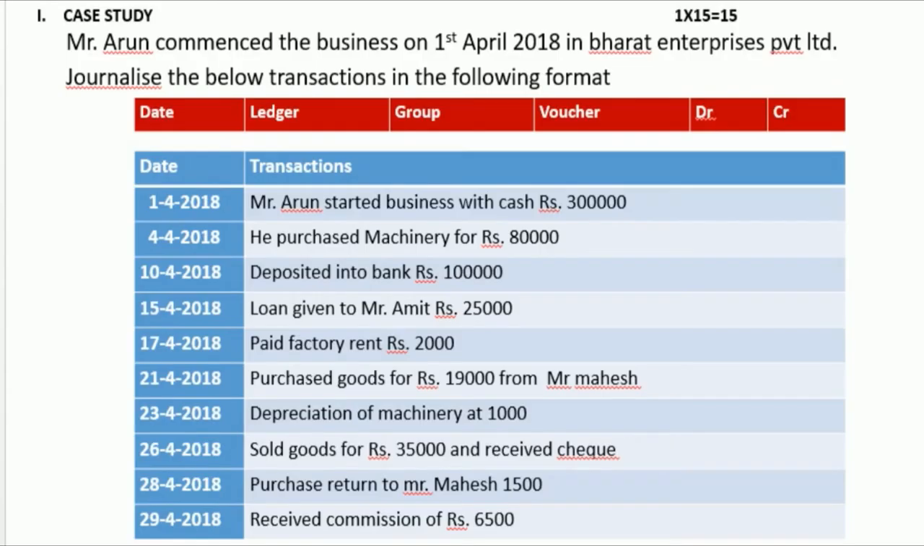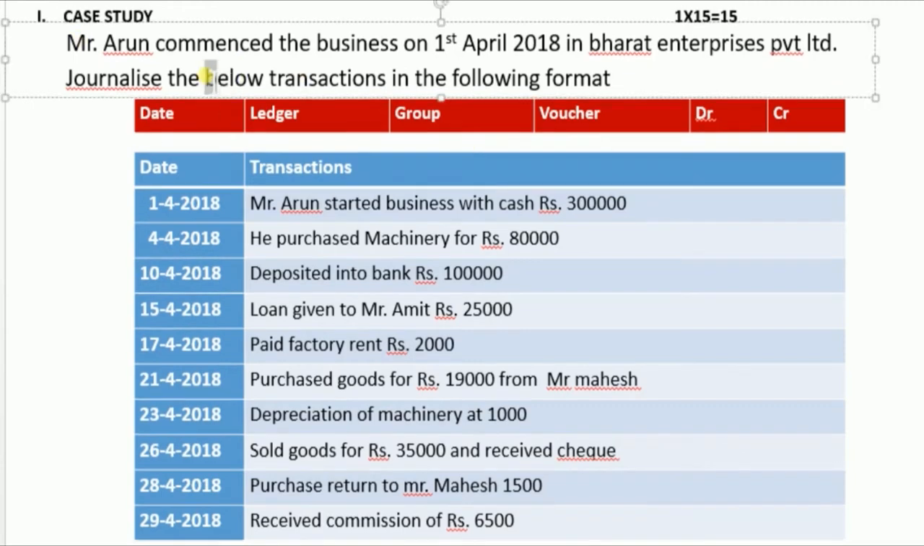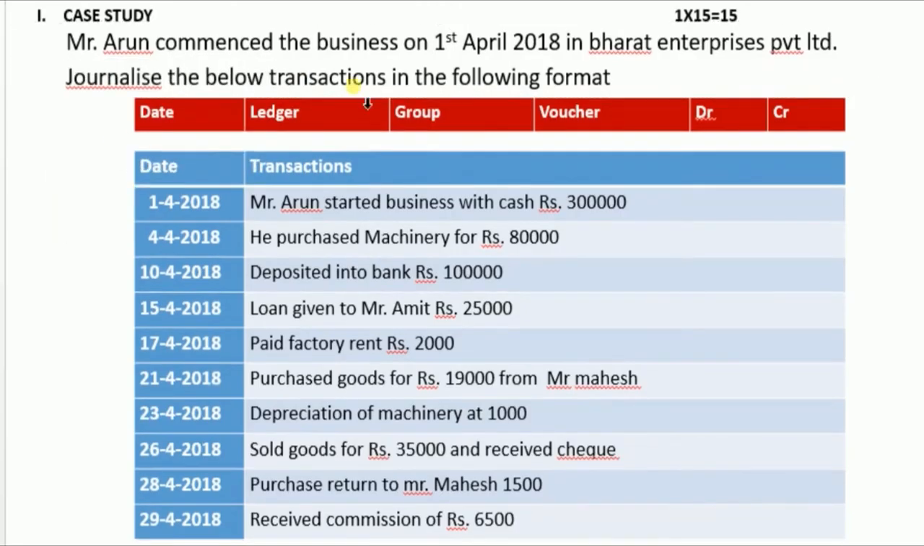Now we will see one case study example. Since for the case study whatever things are needed that we have completed, so I will take the case study now only. So the case study question may be for 15 marks. Maybe the question may be: Mr. Arun commenced the business on 1st of April 2018 in Bharat Enterprises Private Limited. Journalize the below transactions in the following format. Format is date, ledger, group, voucher, debit, credit. Okay, and the entries are given.